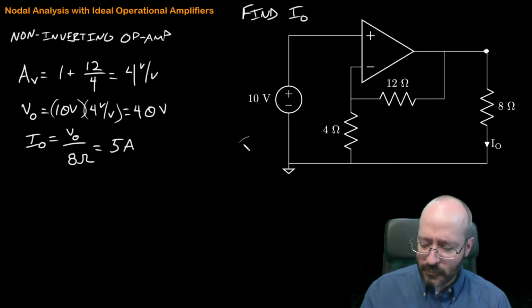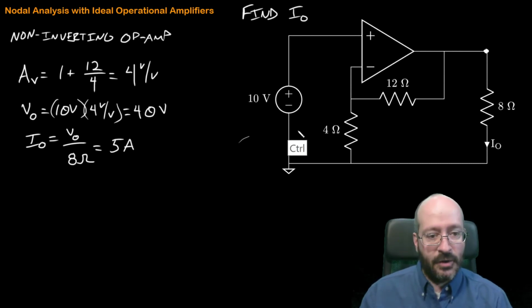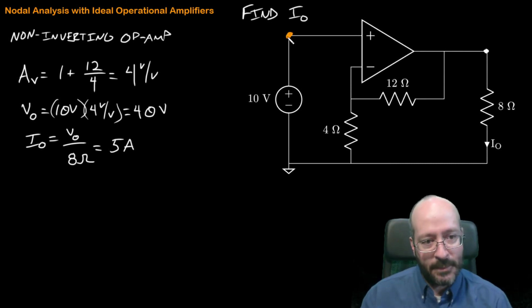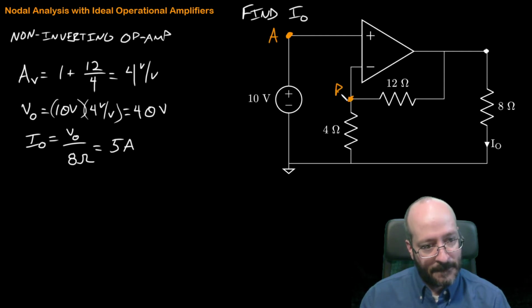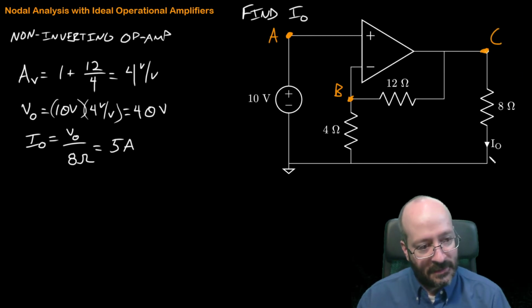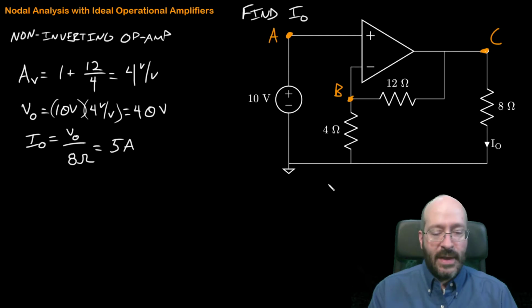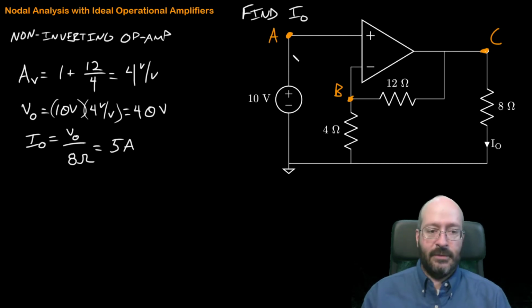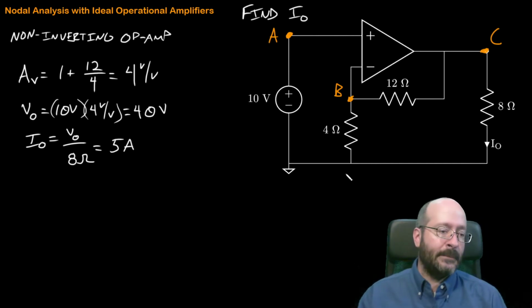All right. So we label our non-reference nodes. We have one up here where those two connect, call that A. We have one here where these 3 components connect, and we have one over here where those connect. Ground is all the way along the bottom here, so that is our reference node. These are our non-reference nodes.